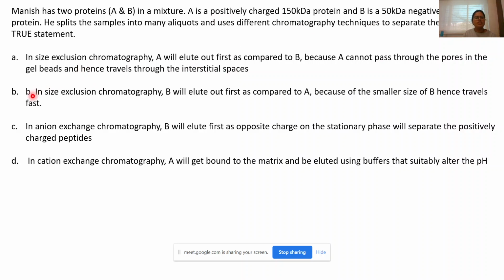Now coming to option B, in size exclusion chromatography, B will elute out first as compared to A.